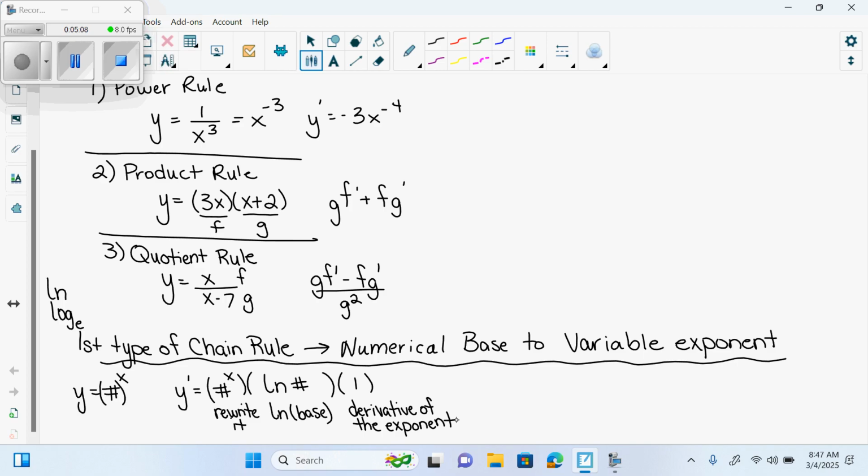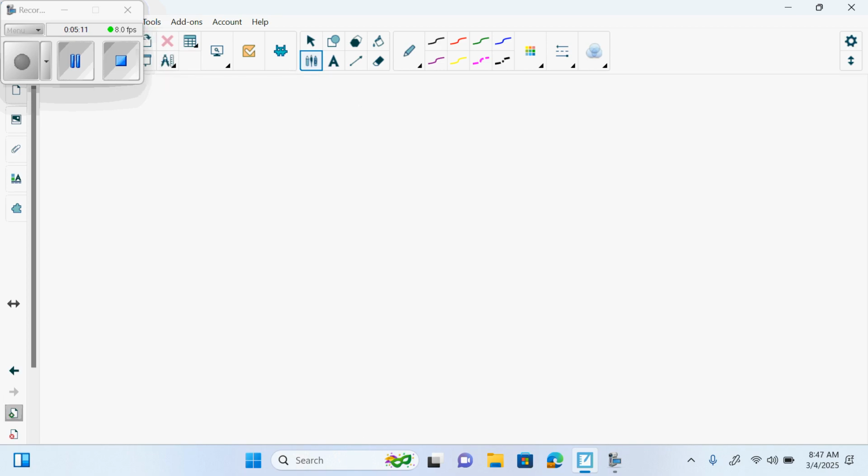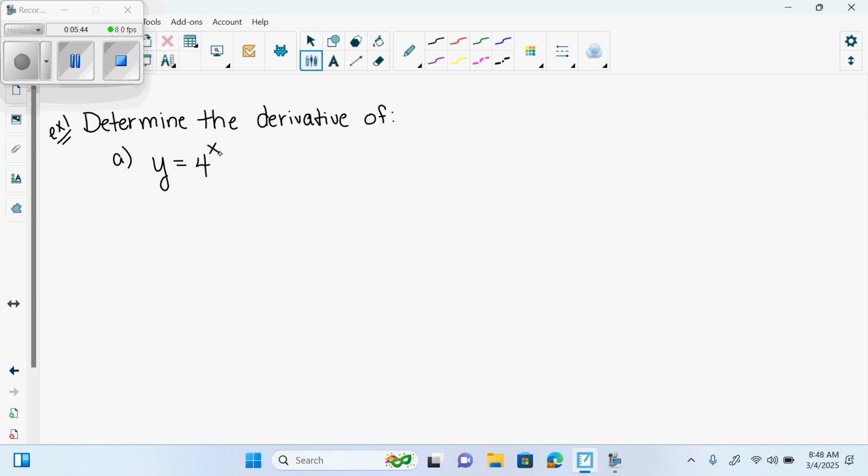So, we're going to derive some functions. So, we're going to say determine the derivative of. Like I said, today's a pre-teach, so that when you go through the notes, they're not overwhelmed, right? Because the AP stuff itself can be overwhelming. So, A. Say I give you y equals 4 to the x. We're going to do an easy one.